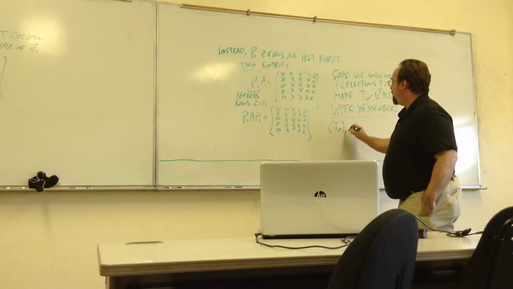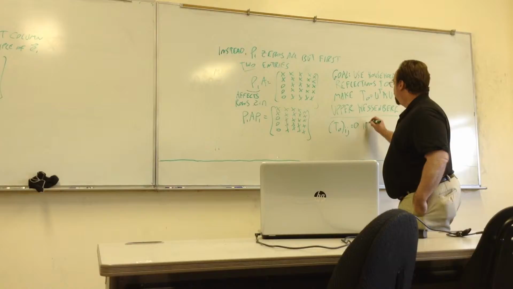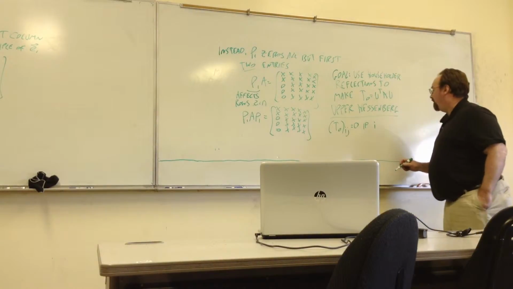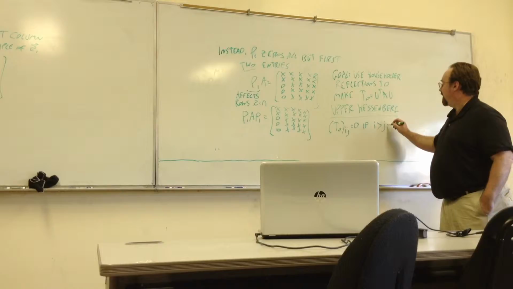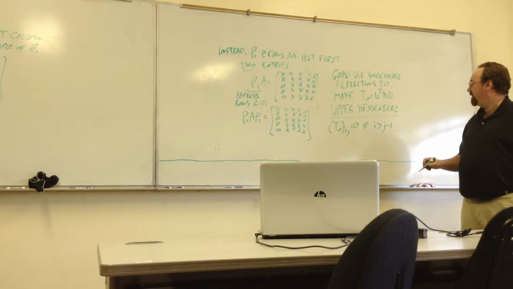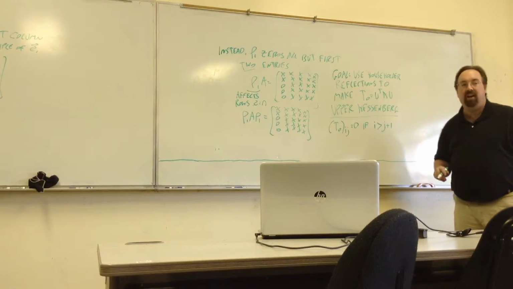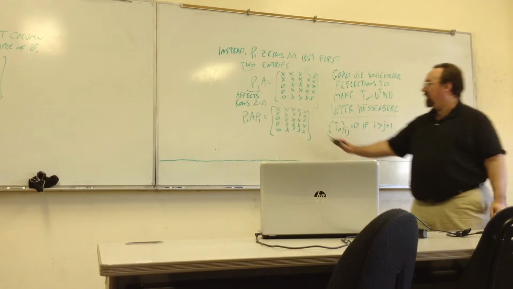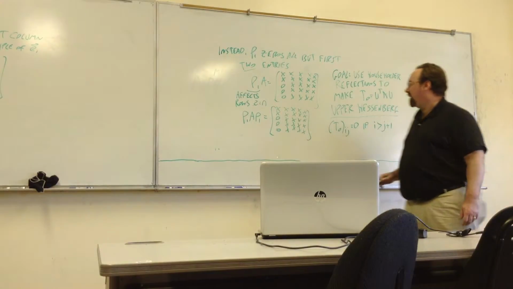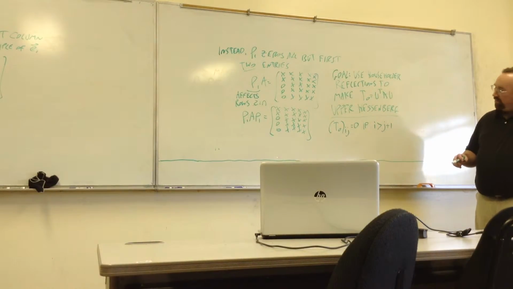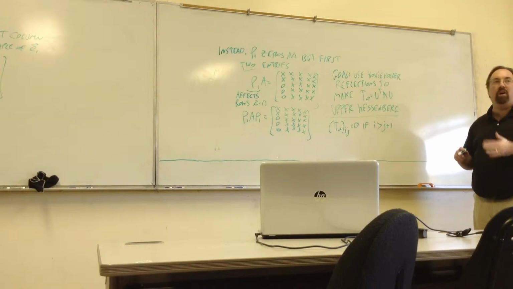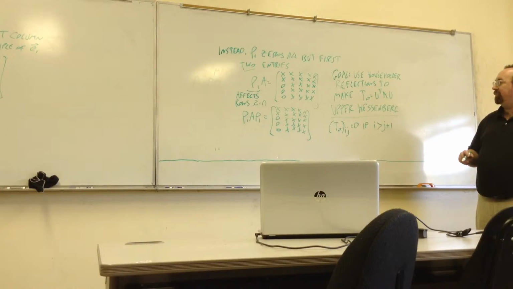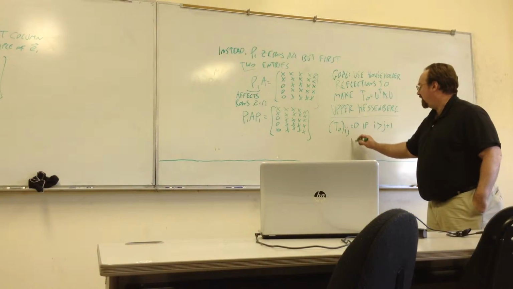So T naught ij is equal to 0 if i is greater than j plus 1. Because on the main diagonal, i equals j. On the subdiagonal, i is equal to j plus 1. And then below that, i is greater than j plus 1. So all entries below the first subdiagonal are equal to 0. So we have a structure like this.